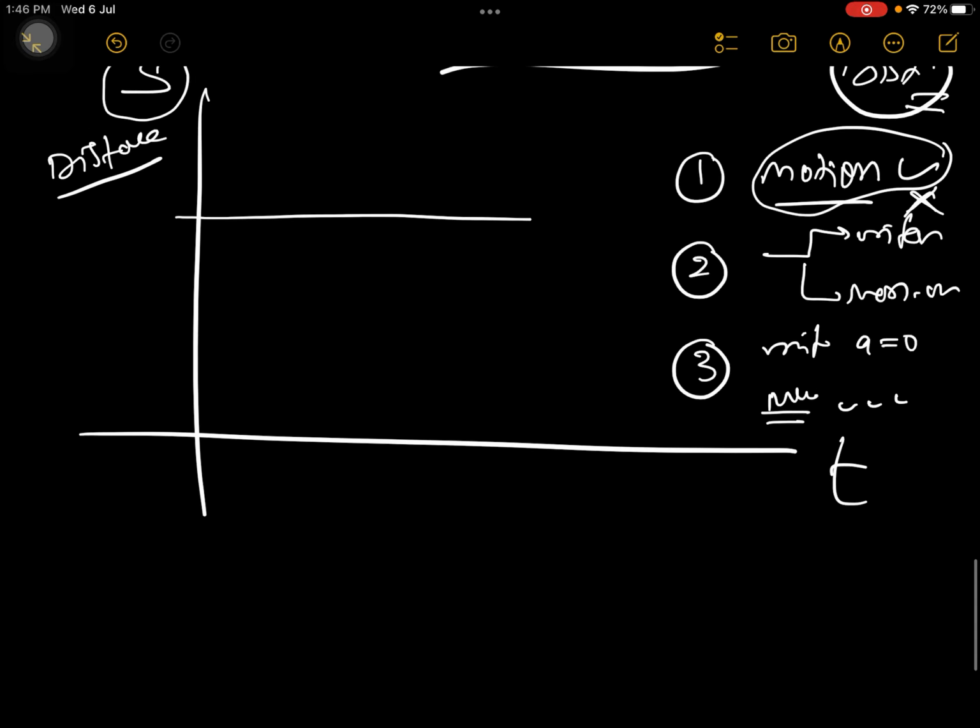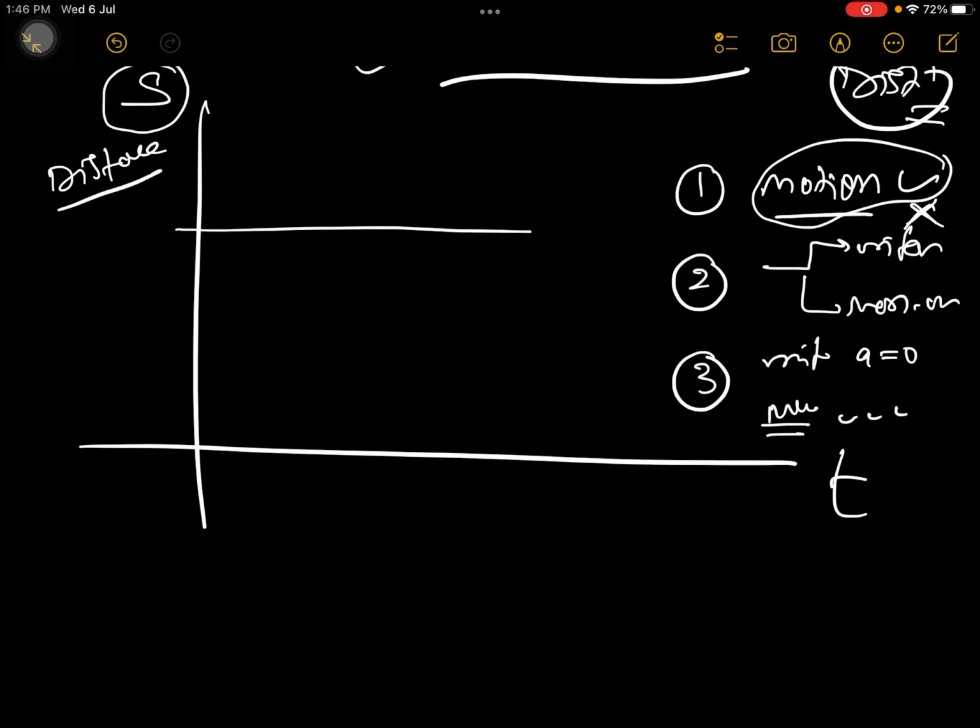So first understand the meaning of this straight line. Understand in detail. See here. And I will also suggest you to share this video with your friends because this is a very important video.